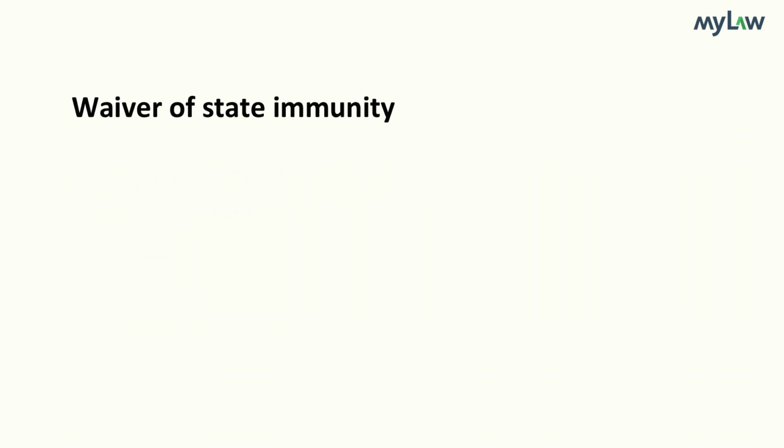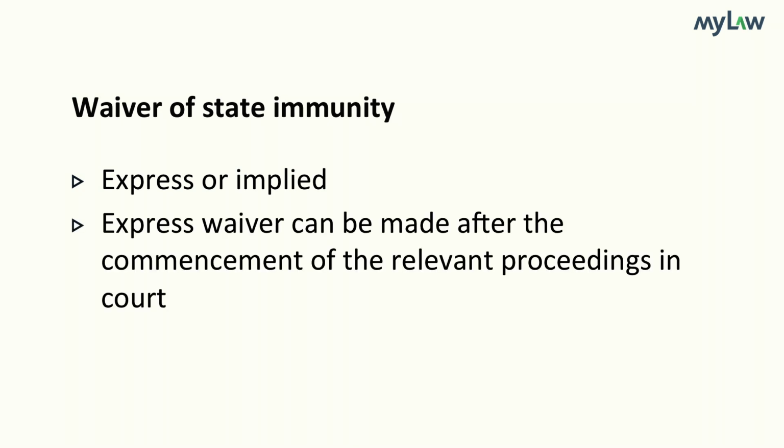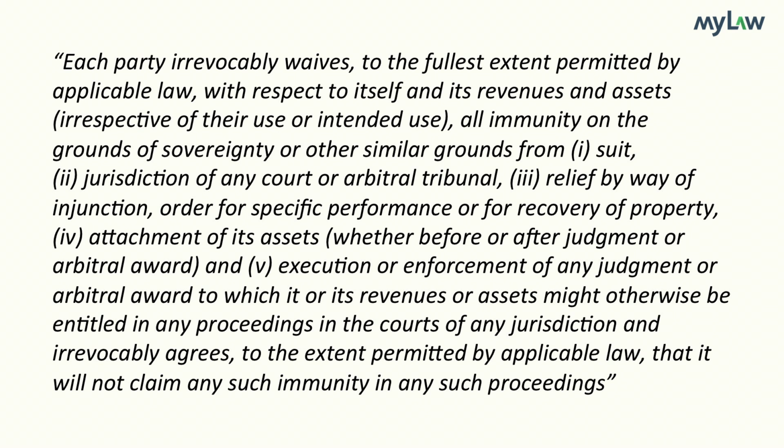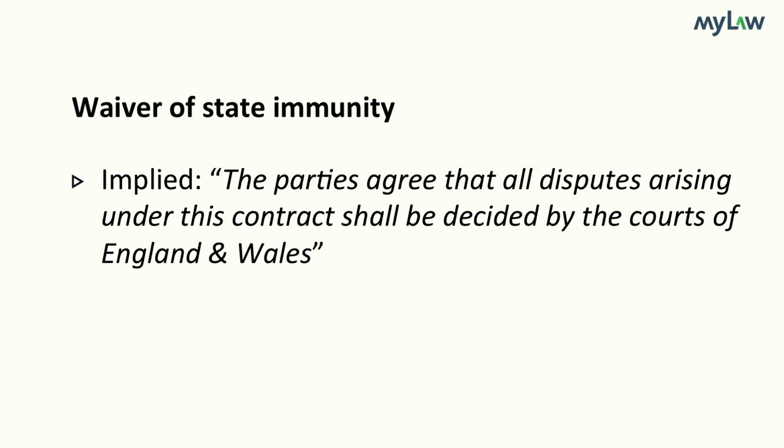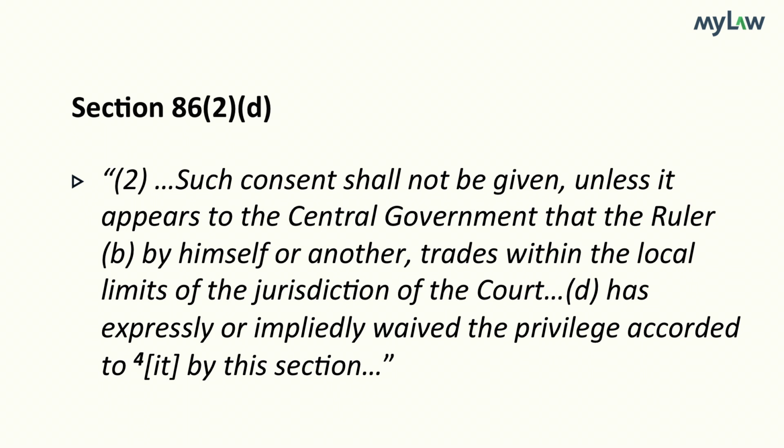Lastly, let's look at how compatible the Indian position on waiver is with internationally recognized principles. The general principle is that immunity can be waived either expressly or impliedly. An express waiver can be post-commencement of the dispute at the relevant court or in the initial contract itself through the insertion of a waiver clause in the contract as set out on the screen. Further, certain jurisdictions recognize implied waivers such as the fact that the sovereign has entered into a contract containing a dispute resolution clause. Section 86(2)(d) does contain the broad concept of waiver, but the discretion to waive immunity on account of waiver remains in the hands of the central government. Further, there is not too much guidance on what the central government's stand will be on some of the nuances of waiver like contractual waiver and implied waiver.